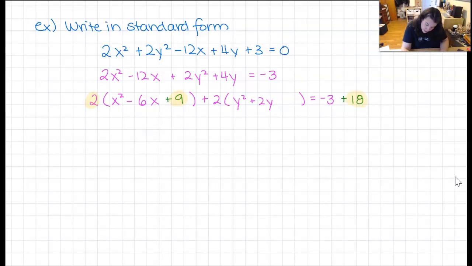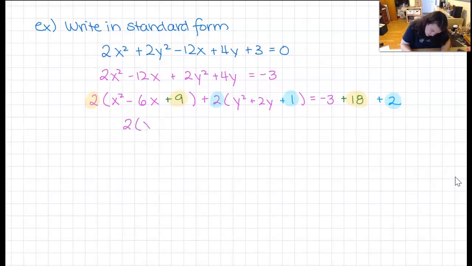Then if I go to the y terms, half of 2 is 1, 1 squared is 1. Looks like I added 1 on the left, but I really added a 2. So this 2 times 1 is what's giving me the 2. But now that I got through that hurdle, now it's very easy to finish it up.